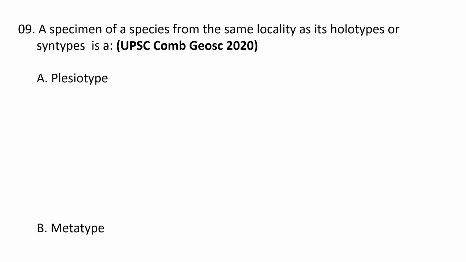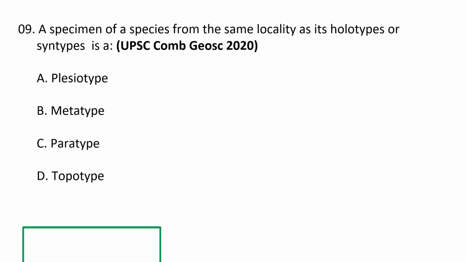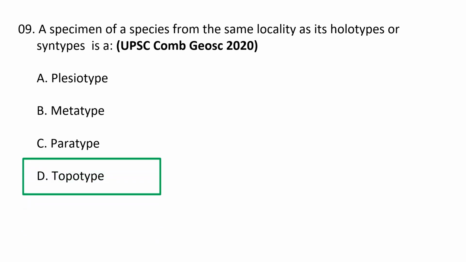Pleistotype, B. Metatype, C. Paratype and D. Topotype. So the answer is topotype. What is a topotype? A topotype is a specimen of a plant collected from the same locality as the holotype and usually on a different date. So a topotype has no formal standing.